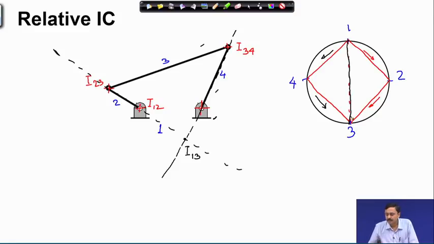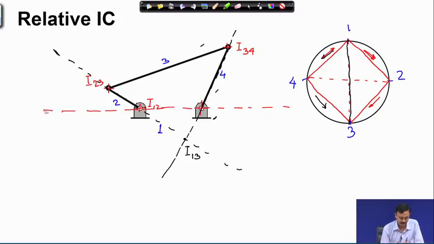Next is I24, which is as yet unknown, but then I have two independent paths, I14 and I12. So, I24 must lie on that line. Why? Because the links 2, 1 and 4 are three bodies in relative motion. So, the three relative ICs must lie on that line, of which I14 and I12 are known to me. So, therefore, I24 must lie on this red dashed line.